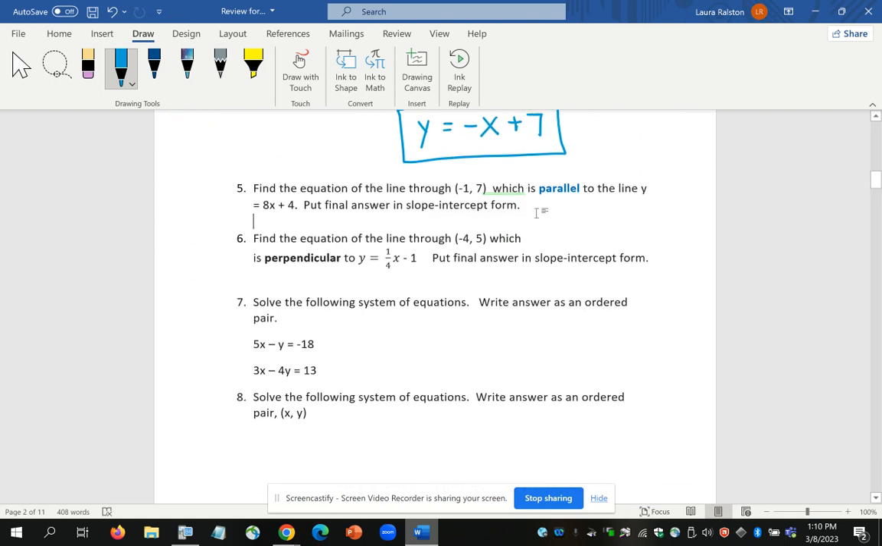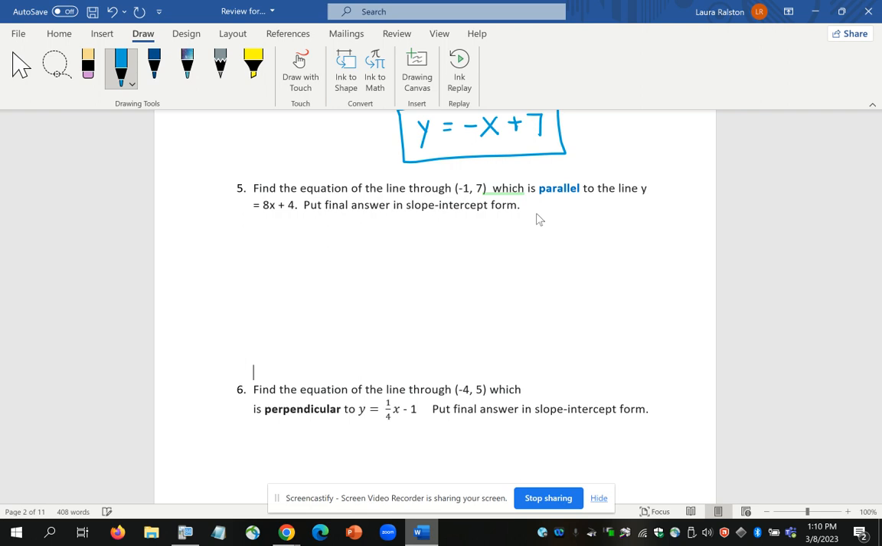Question 5 asks you to find the equation of the line that goes through the point -1, 7, which is parallel to the line y equals 8x plus 4. And again, ultimately, you want your answer in slope-intercept form.